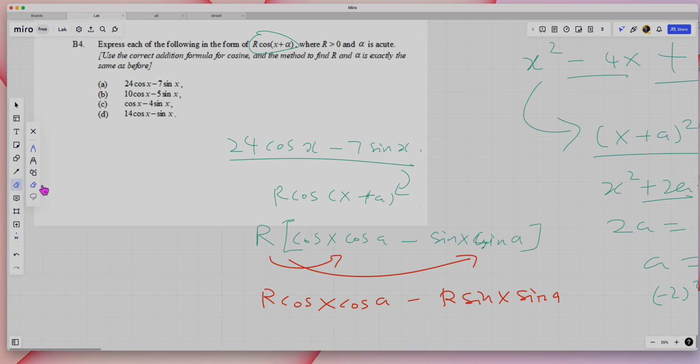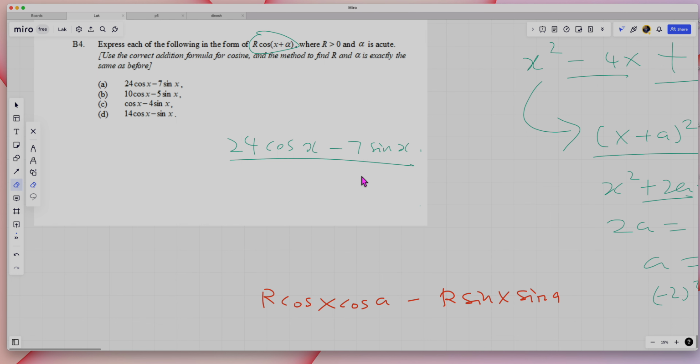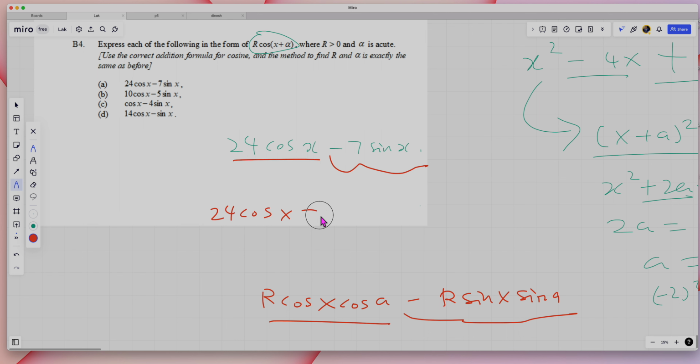Now start the comparison. What do you think this one is? This one is your cosine x here, right? Why? Because you have a sine x here and a sine x here, and you have a cosine x here. So now you compare, by comparison. I don't want to write by comparison. So 24 cosine x is actually equal to my r cosine x cosine a, so the one behind is equal to this.